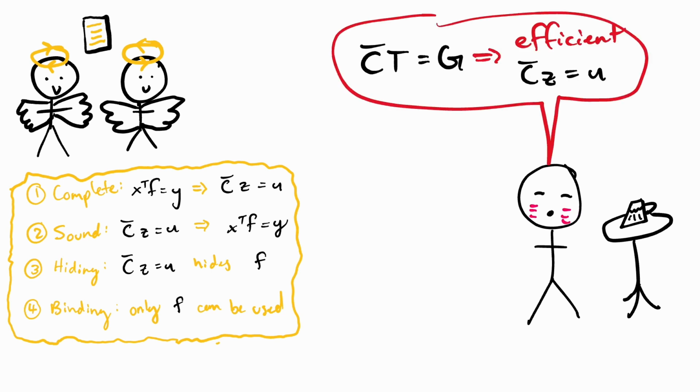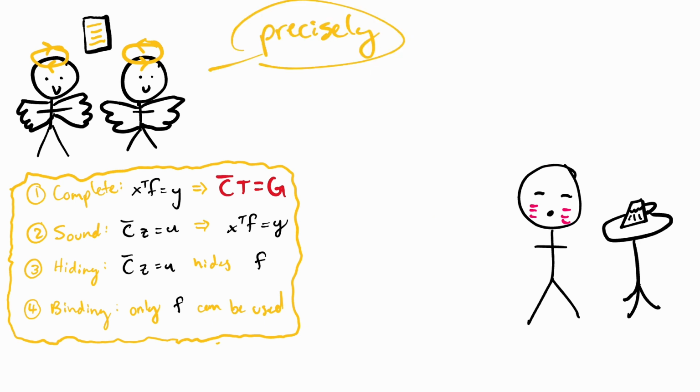Hey, wait, I observed something. If C bar has a trapdoor, then we have an efficient way to pre-image sample Z. So wouldn't it be better to just replace that in completeness? Precisely. Hey, and why don't you try to work it out? How can you actually make something that satisfies these 4 properties?